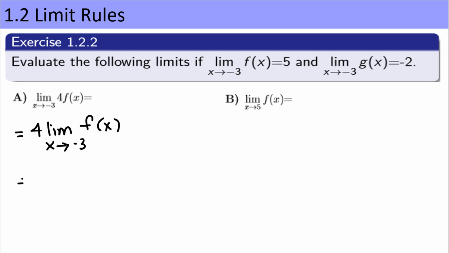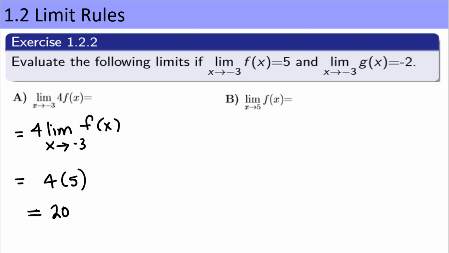In this statement of the problem, we are told that the limit as x approaches -3 of f of x is just the number 5, so this limit will be 4 times 5, or 20. Part B. The limit as x approaches 5 of f of x.